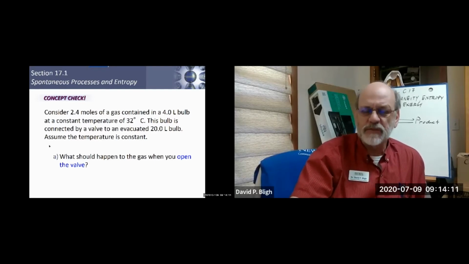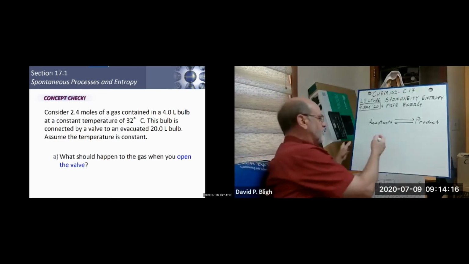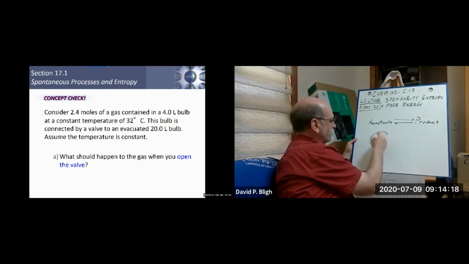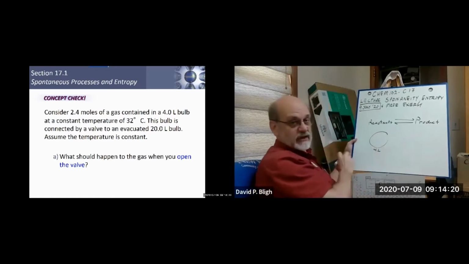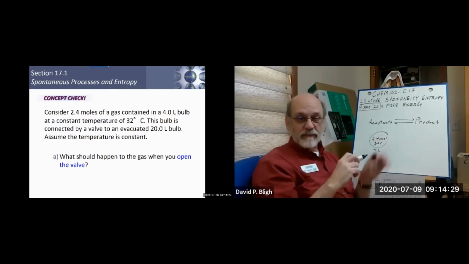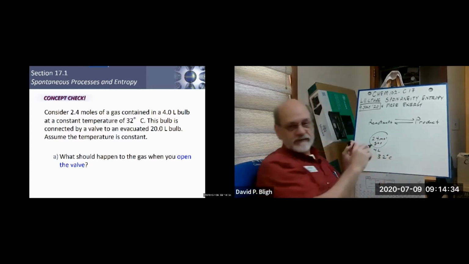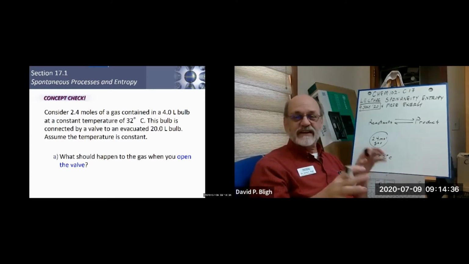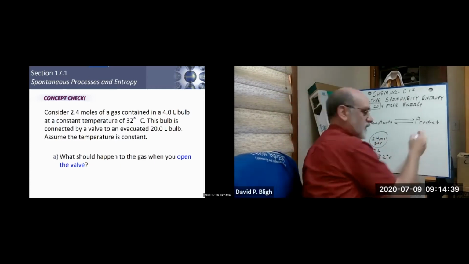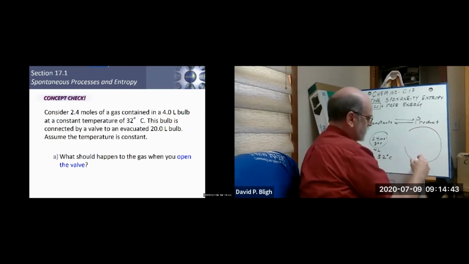So let's look at the circumstances. Say you have 2.4 moles of gas in a 4-liter bulb. So you have a 4-liter bulb here, and you have 2.4 moles of gas. Okay? That bulb is at 32 degrees centigrade. And it's connected to another bulb, a much larger bulb, which is 20 liters.